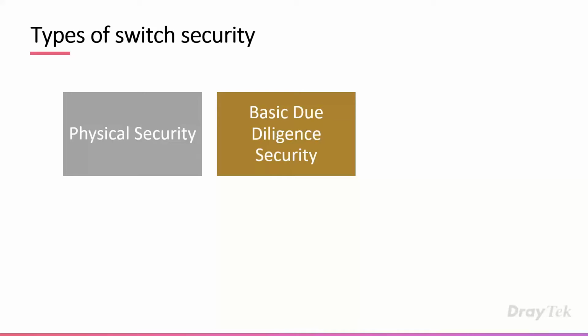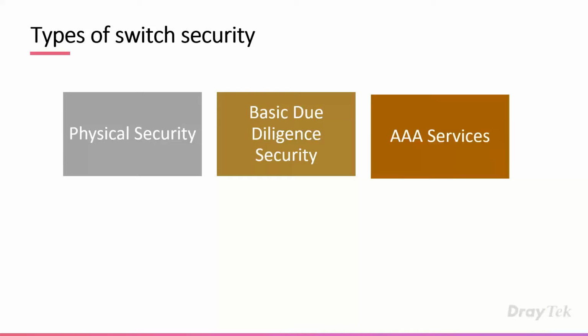Basic due diligence security. This includes changing the default passwords, keeping the switch firmware up to date, disabling Telnet and HTTP since both don't offer encryption when used. Any unused switch ports must be disabled, and very important is to document whatever is going to be connected to each port on the switch whenever this is possible.